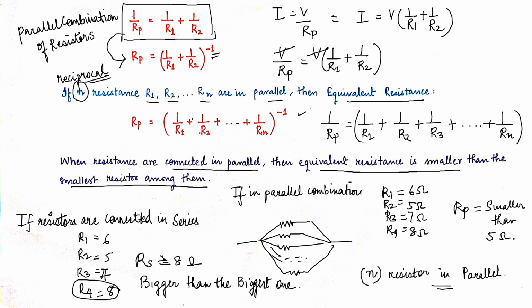Now we will go for a quick recap of what we have studied in today's class and we'll end it up. So we have studied the combination of resistors. In this we have two combinations: one is the series combination and the other one is the parallel combination.